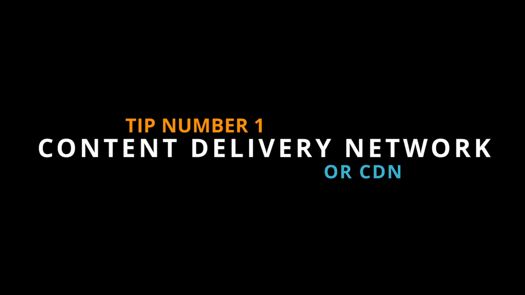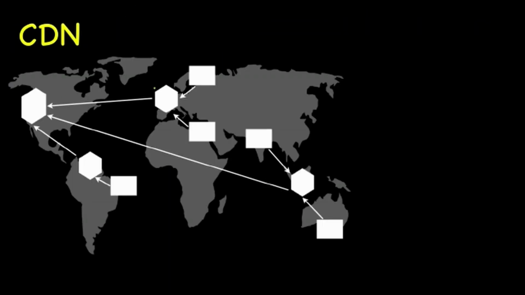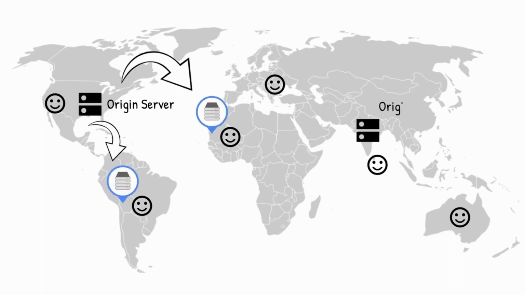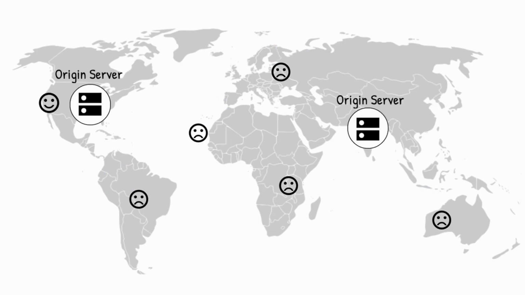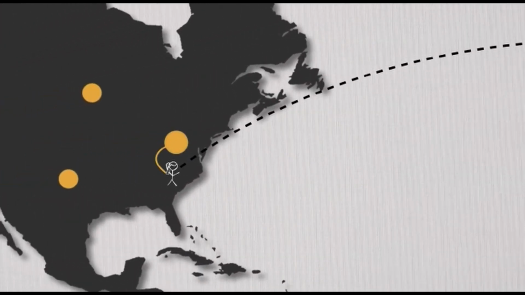Tip number 1. Use a content delivery network. A content delivery network, or CDN, is a distributed network of servers that can help speed up the delivery of your website's content to users across the globe by storing copies of your website's content on servers closer to your visitors. A CDN can significantly reduce page load times and improve website performance.